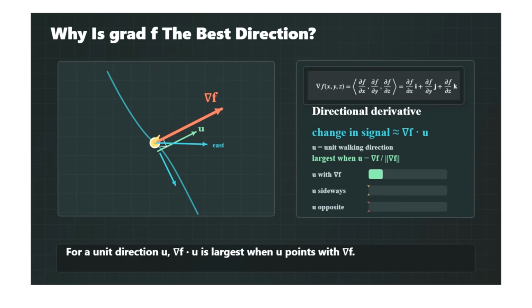Now choose a walking direction and call it u, where u is a unit vector. The directional derivative, grad f dot u, tells us how much the signal changes per small step in direction u. This value is largest when u points in the same direction as grad f. If u points sideways, the change is smaller. If u points opposite, the signal gets worse. That is why gradient ascent moves in the gradient direction.